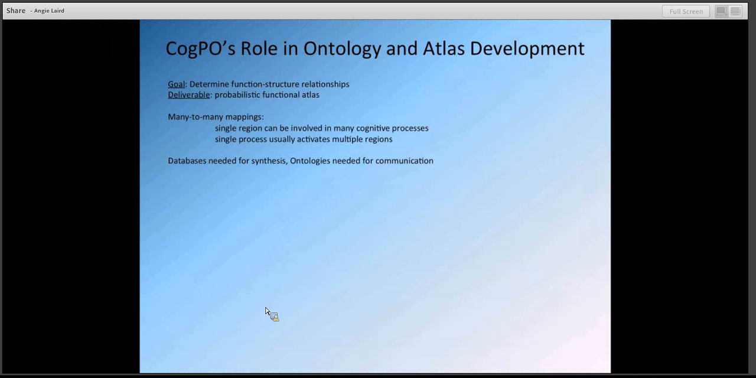All right, so taking the reins over from Jeff, this slide is intended to really focus on specifically what CogPro's role is in our community. For us, it was really important to think about the overall goal of the community, which is to determine structure relationships, understand which brain regions are responsible for which cognitive goals. Game being potentially a deliverable of a probabilistic functional atlas that really maps out these relationships in a very quantitative way.